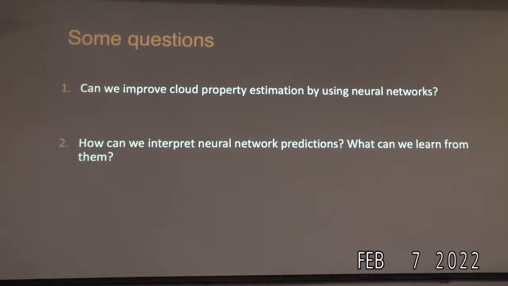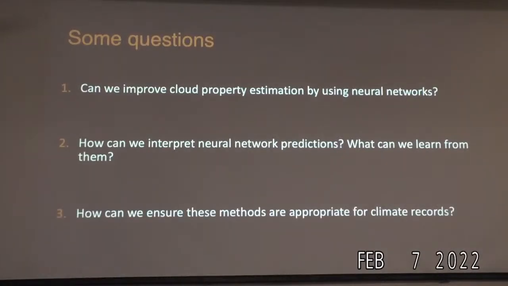Question 2, how can we interpret neural network predictions and what can we learn from them? If we find that the neural networks outperform the operational methods, it'd be interesting to know what information is most important to the neural network. And how can we ensure these methods are appropriate for climate records? Basically, what considerations do we need to make when we're developing products for climate records compared to operations? And I'll touch on this a little bit throughout the presentation.